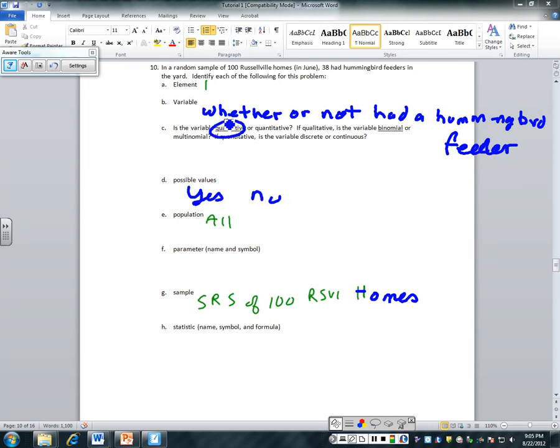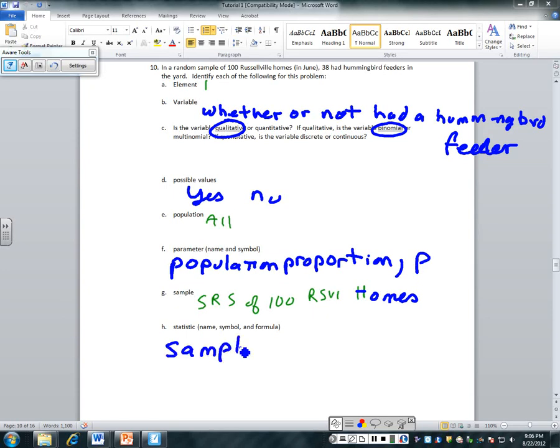That's qualitative and binomial. They either have them or they don't, and there's just two categories. The parameter is the population proportion. Again, if you have a qualitative variable, all you can get is the proportion in each category. With binomial, it's just the population proportion P. And then the statistic is the sample proportion, which is P hat. That's equal to X over N, which is 38 out of 100, or 0.38.